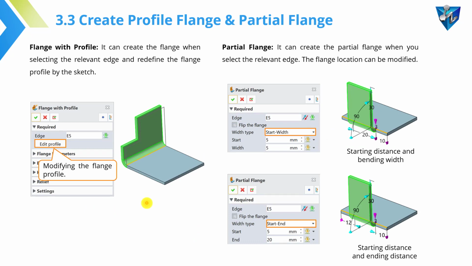And sometimes the full flange cannot meet the requirements, so ZW3D provides profile flange and partial flange. For flange with profile, as its name implies, it can customize the flange shape by redefining the sketch. As for the partial flange, similar to full flange, the only difference is the flange will not cover all the selected edges. Instead, you can decide the length range, like from start to width or start and end.